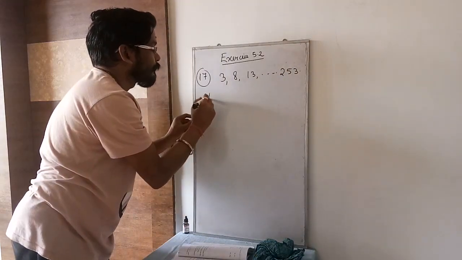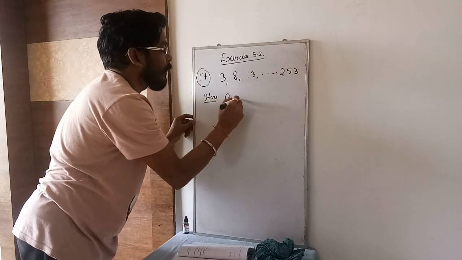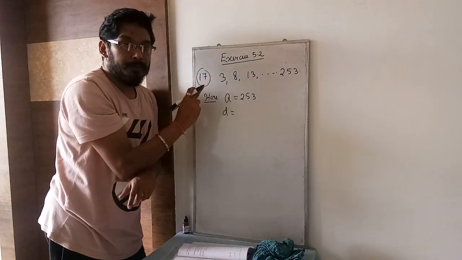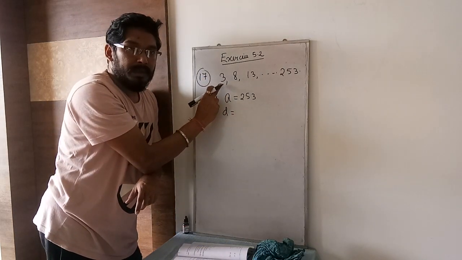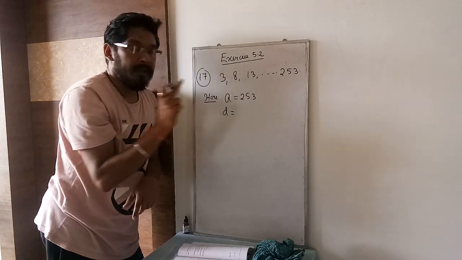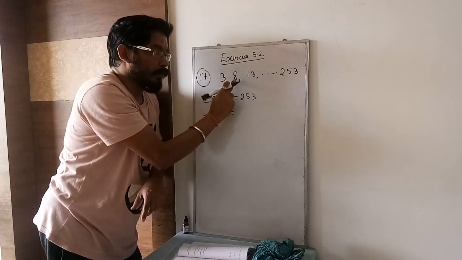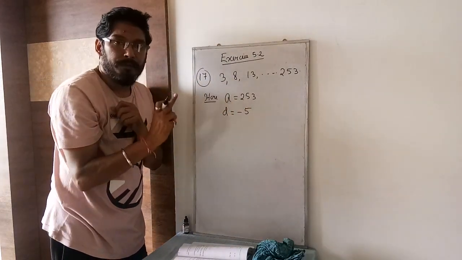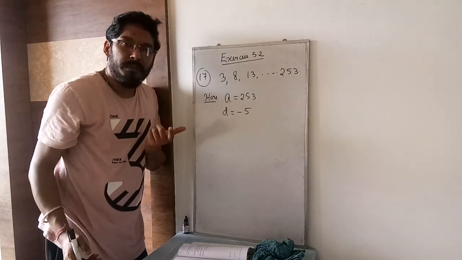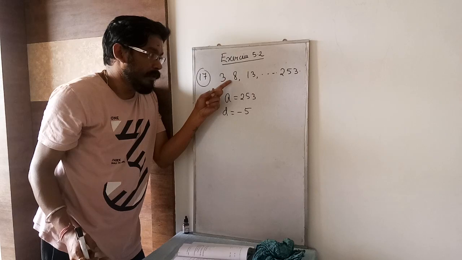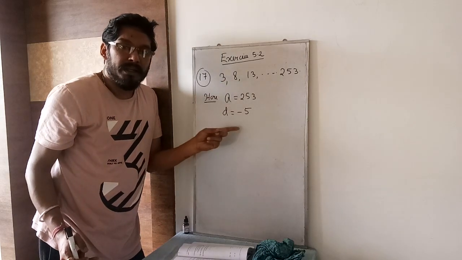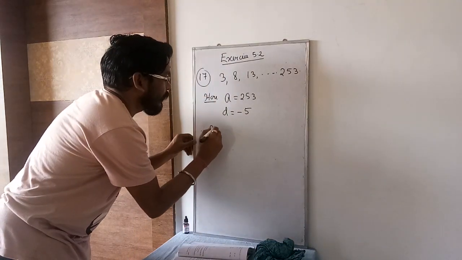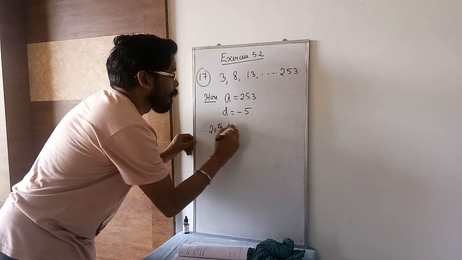So here what will come? A equal to 253. D equal to how much? If I take the first term as A, at that time the common difference is 5. But when I count it from last, the common difference will be minus 5. You will just change the sign. Value will be same, but sign will change. Here if it is minus, here it will be plus, since you are counting from last. Therefore, 20th term from the last.